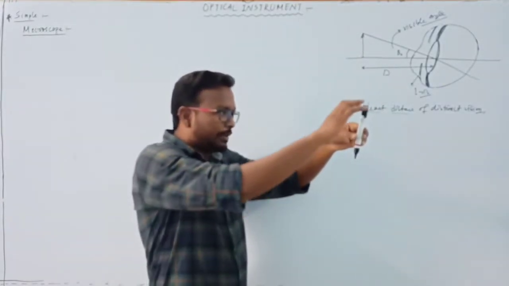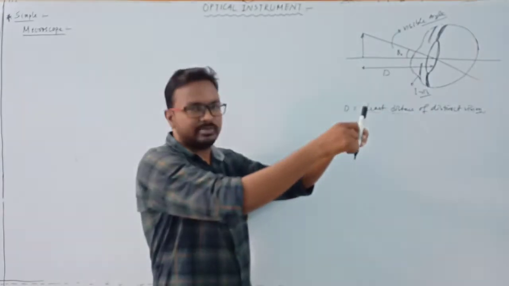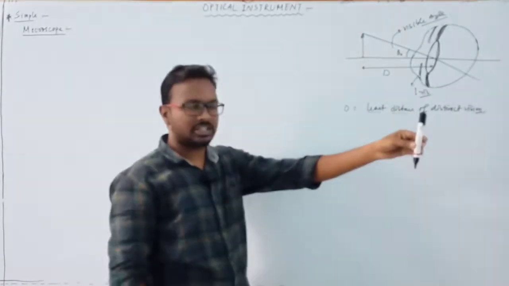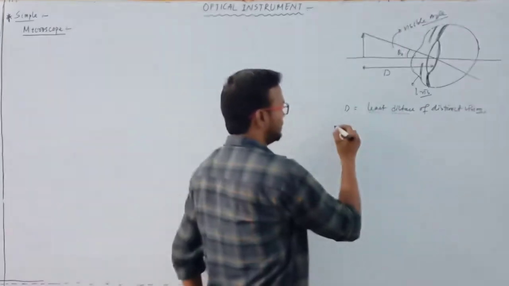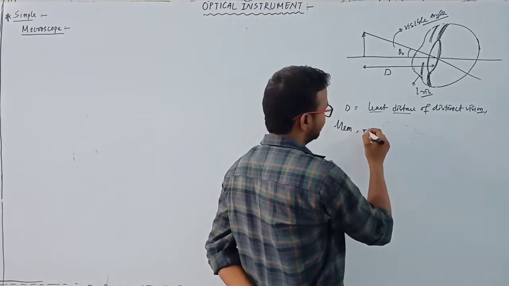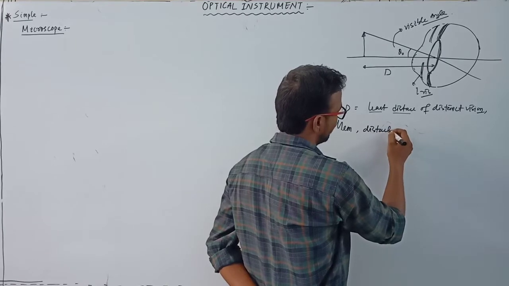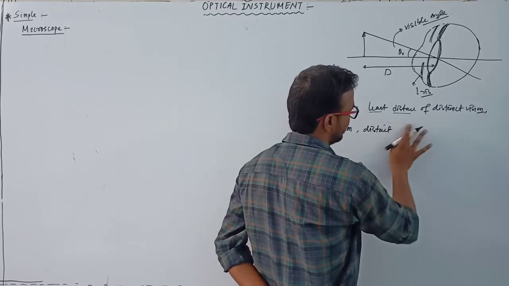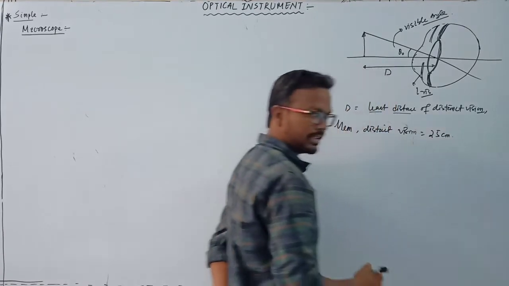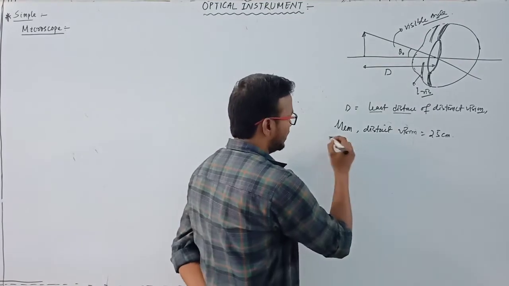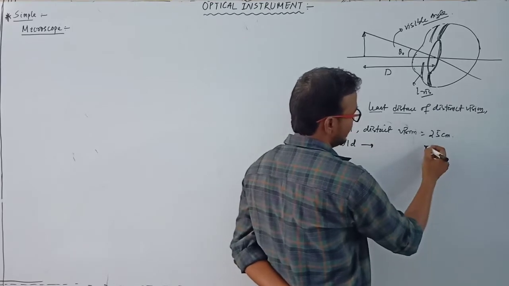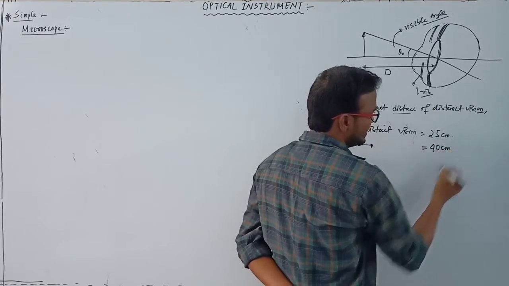So if we want to see a clear image of an object, then the object should be placed at least at the least distance of distinct vision. We already know that for a normal eye the least distance of distinct vision is equal to 25 centimeter for a normal human being. Clear? For old age people, the least distance of distinct vision is about 40 centimeter.